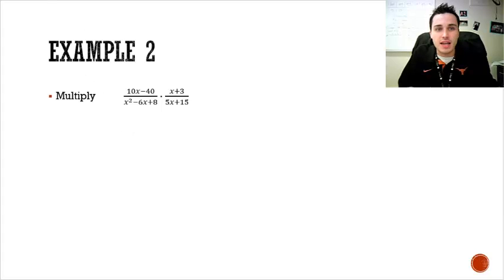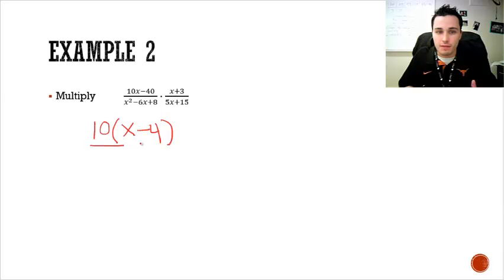Okay, so now this is actually going to be a little bit more like a common type of problem that you're going to be dealing with, in that I really need to go in and factor these polynomials, and then I'm going to cross out any common factors, and then I'm going to multiply. So starting with this top numerator over here, 10x minus 40 has a common factor of 10. So pull out the 10, that would leave me with x minus 4. That's factored. Now to the bottom.